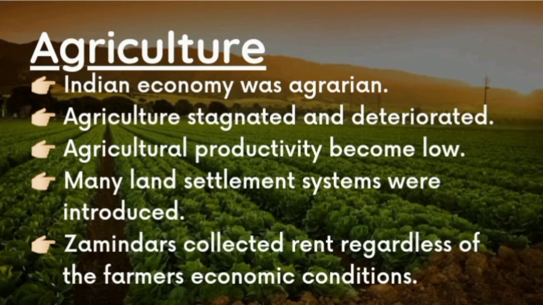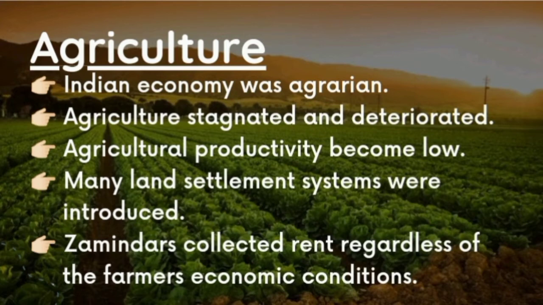Coming to the next topic, that is the agricultural sector. The agricultural sector is the primary sector. The economy is divided into three sectors: the primary sector, or the agricultural and allied activities; the secondary sector, or the industrial or manufacturing sector; and the third one is the tertiary sector, or the service sector.